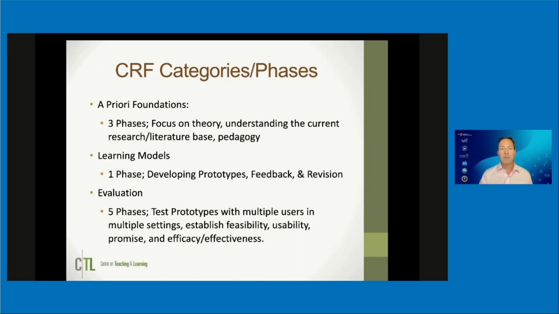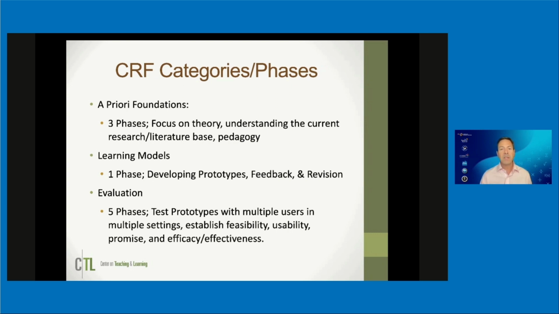So to go a little bit more deeply into the curriculum research framework, categories, and phases, a priori foundations has really, again, that focus on theory, understanding and rooting your intervention in the current research or literature base, and again, thinking about pedagogy approaches. Then when we switch into the learning models phase, it's really consisting of one phase, which is developing prototypes, having cycles of feedback and revision with your end users, and refining those so that you come up with models that work for sharing the content that you want students to learn. The last piece is evaluation.